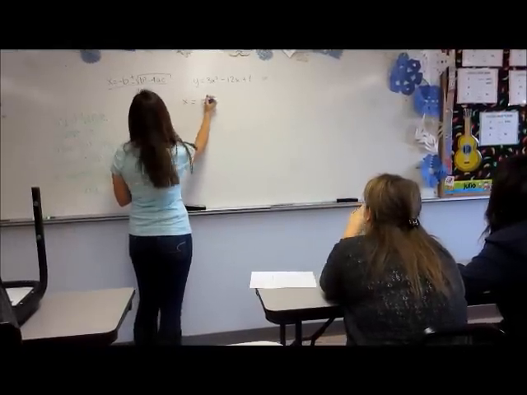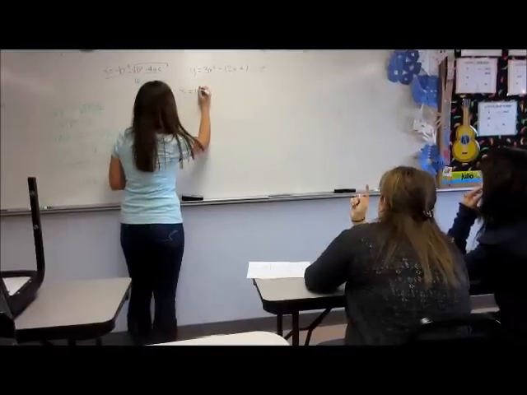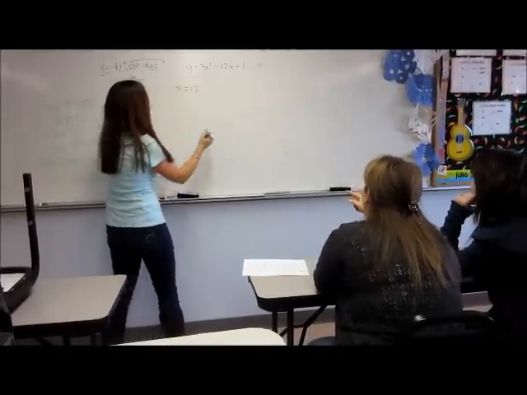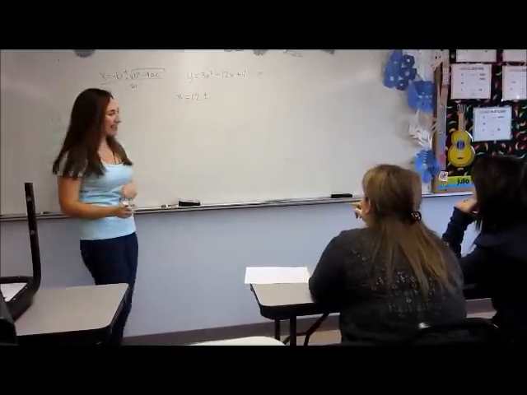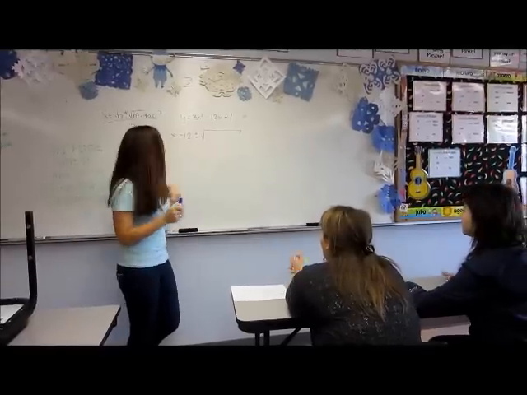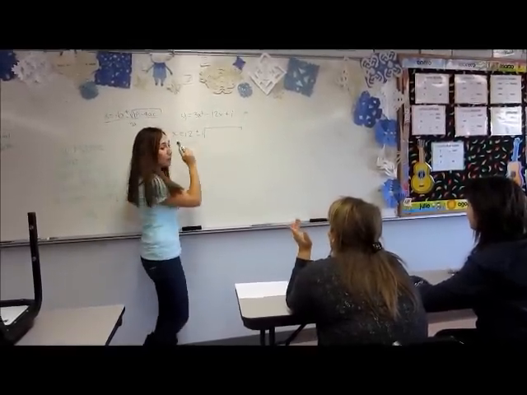12, because two negatives make a positive. Plus or minus. Can't forget that minus. The square root. Alright Ashley, now what are we going to have inside this square root?